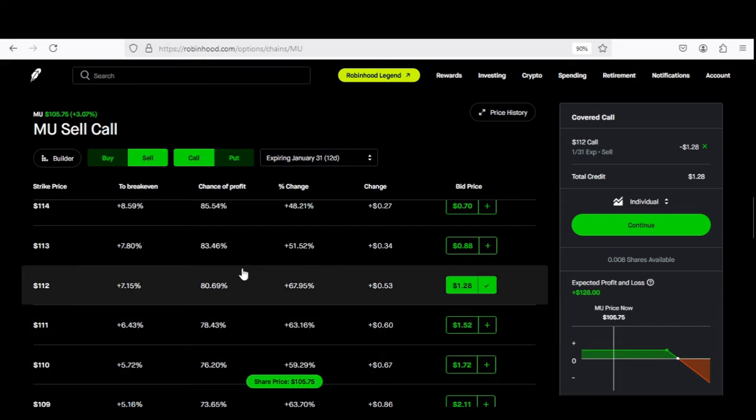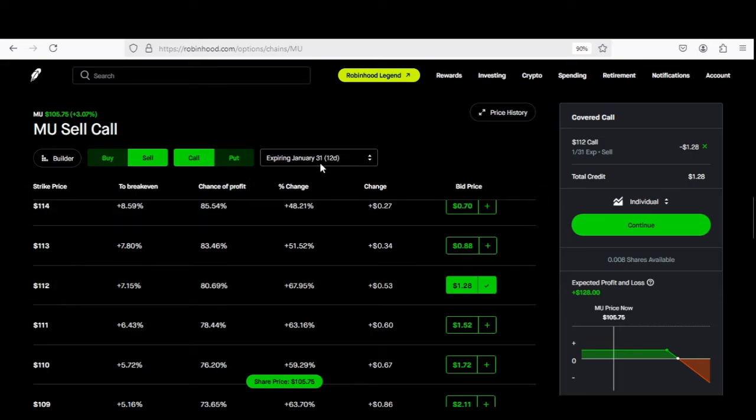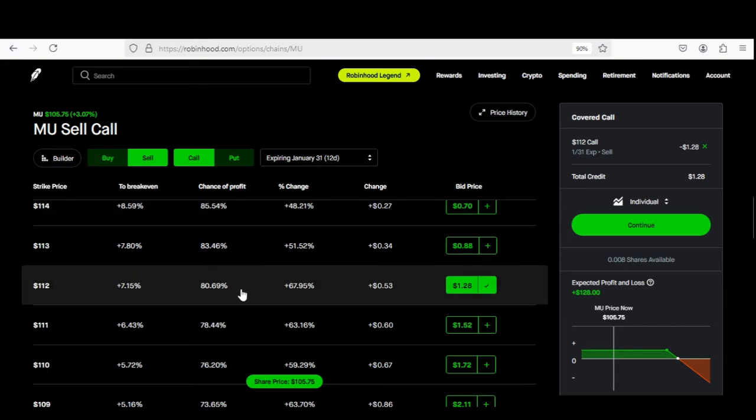So now I'm going to choose a strike price of 112 at an 80% chance, meaning I give myself an 80% chance of winning this trade, meaning come expiration date of January 31st, there's an 80% chance this share price does not hit this strike price. And once that happens, then I get to do this trade again.